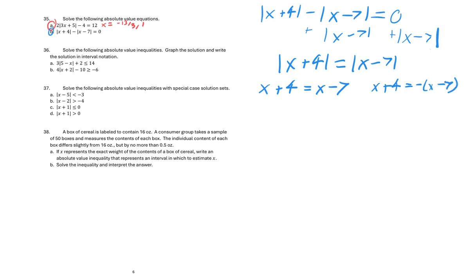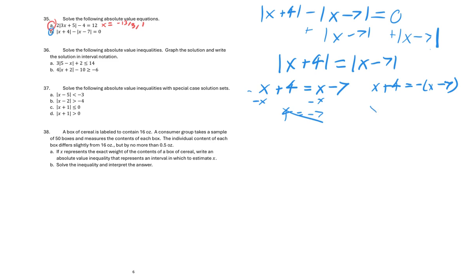So solving our left-hand one first, we have x plus 4 is equal to x minus 7, which if we start doing this one, we're going to have negative x, those are going to go to 0. We're going to have 4 is equal to negative 7, which isn't a solution. So this does mean that our equation is only going to have one solution.